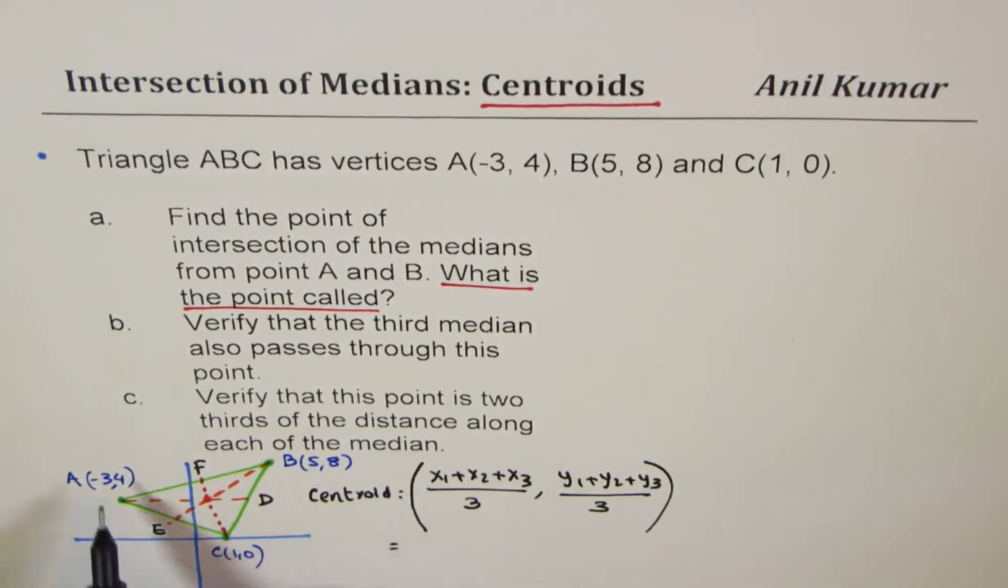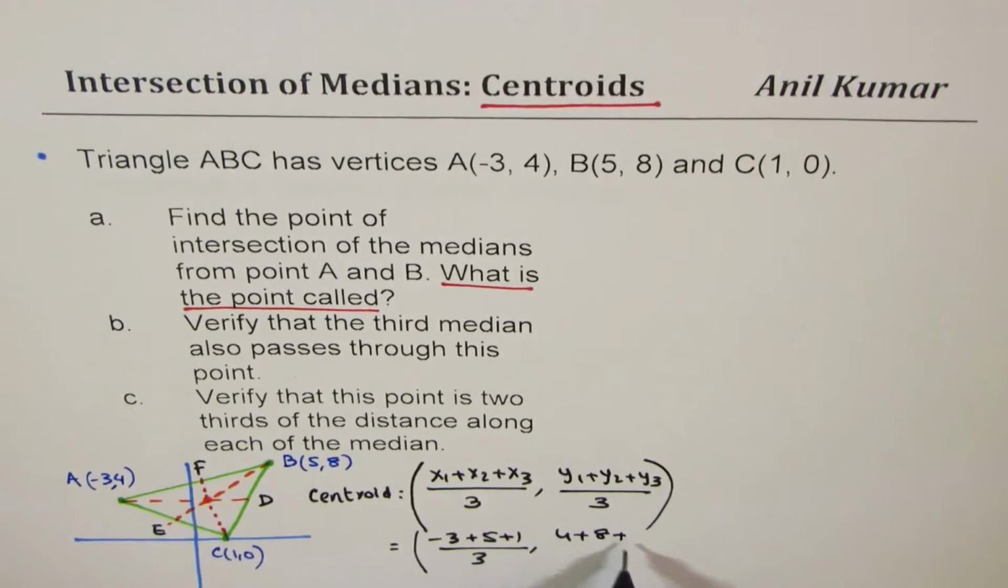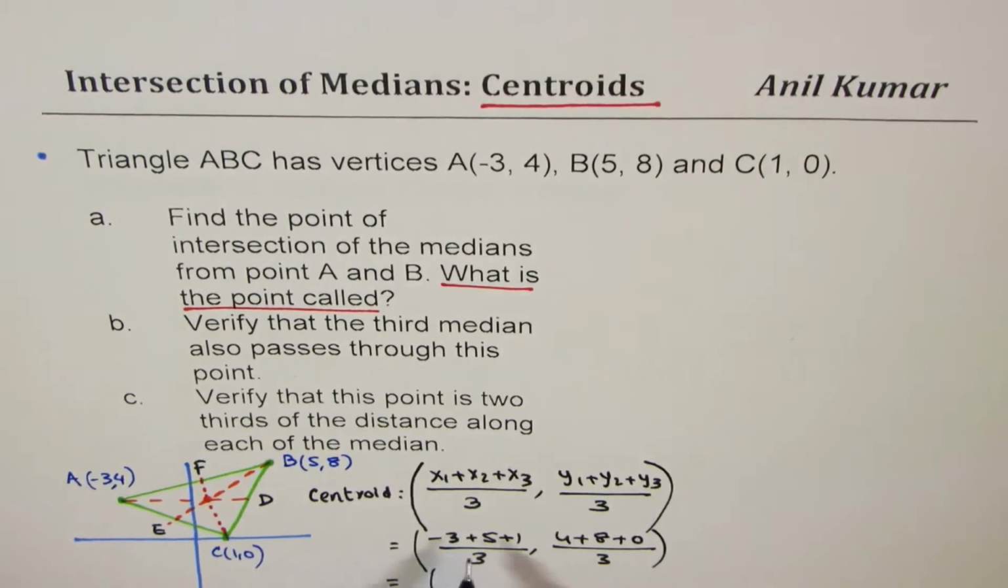In our case, we know these points, so the value should be minus 3 plus 5 plus 1 divided by 3, and the y values are 4 plus 8 plus 0 divided by 3. So we get 6 minus 3, which is 3, divided by 3 is 1. And in this case, 4 plus 8 is 12, and 12 divided by 3 is 4. So the centroid which we get from here is 1, 4.